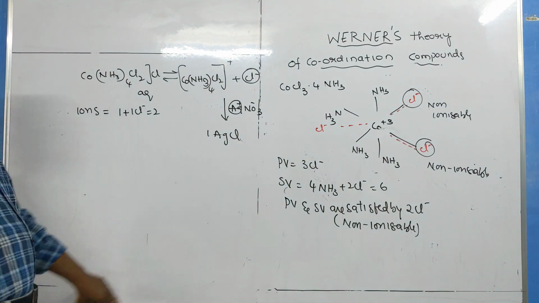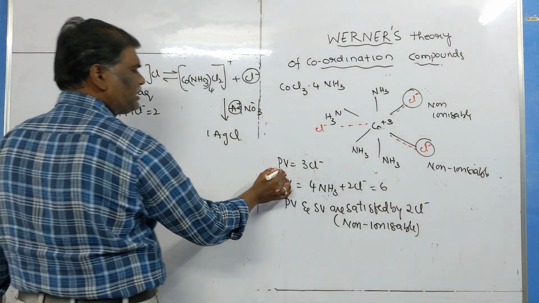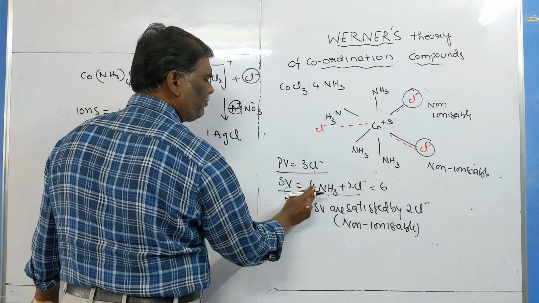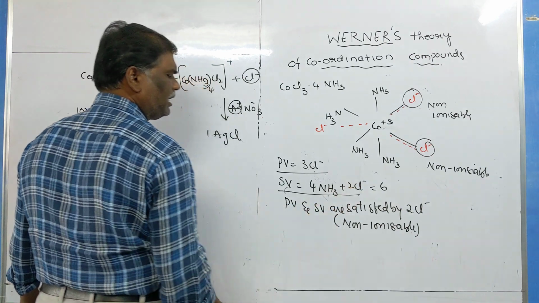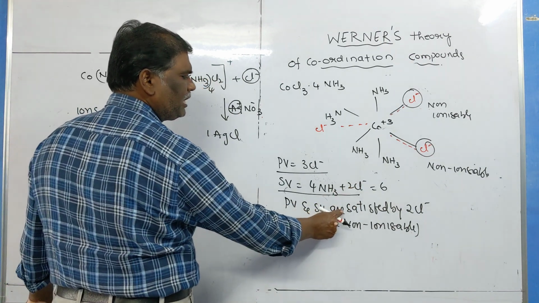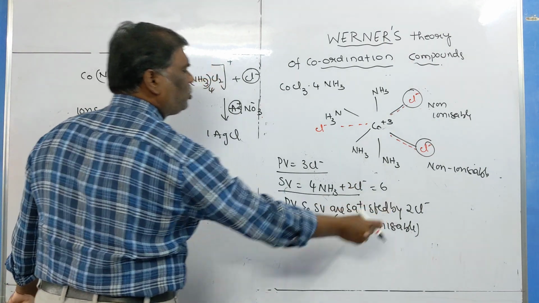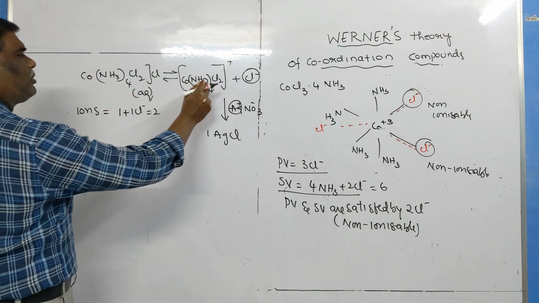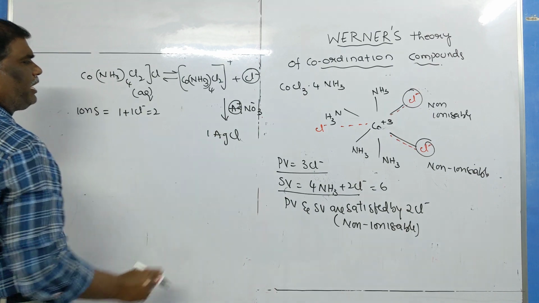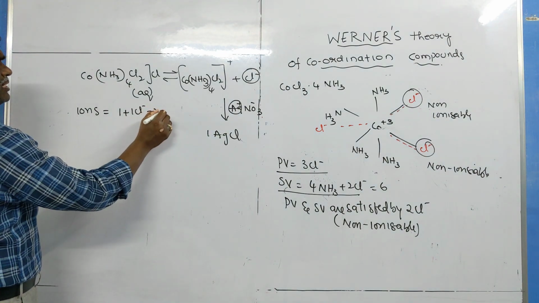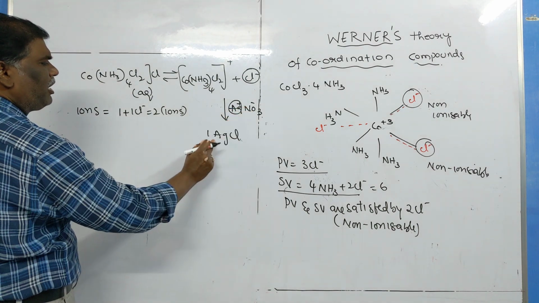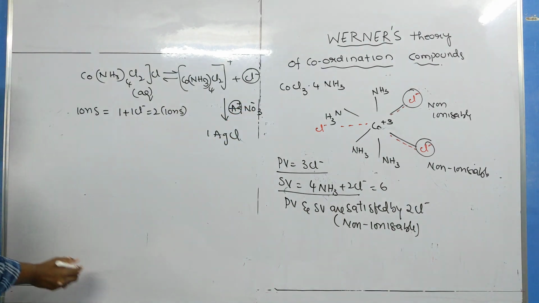Now, primary valency is satisfied by 3 chlorides. Secondary valency is satisfied by 4 ammonia and 2 chlorides. Here, primary and secondary valencies are satisfied by 2 chloride ions. In aqueous solution, this ionizes to give 1 complex and 1 chloride. Thus, it gives how many ions? 2 ions. On reaction with AgNO3, it gives 1 mole of AgCl precipitate.